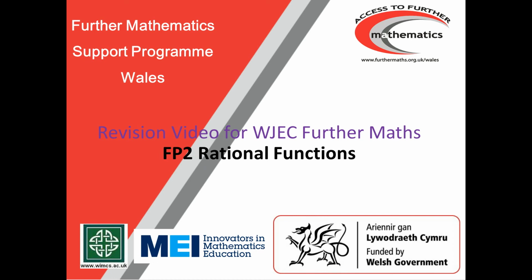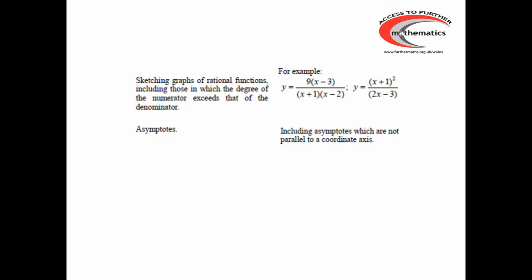In this video we look at the FP2 work on the sketching of rational functions. The specification makes it clear that really we are concerned with just the sketching of the graphs of a rational function, in particular finding their asymptotes, which may be parallel to the axes or indeed a slant asymptote.